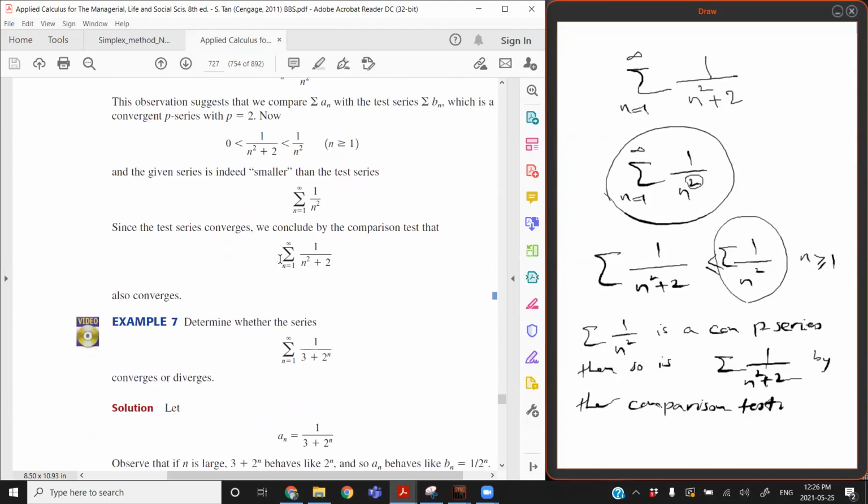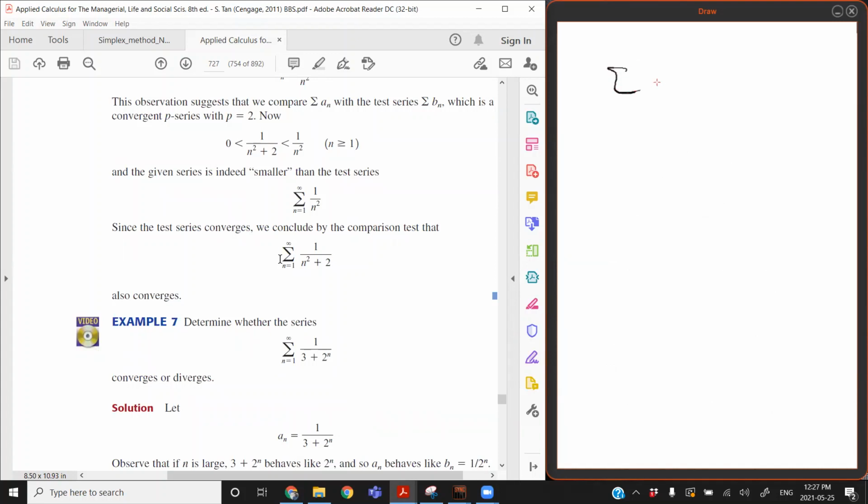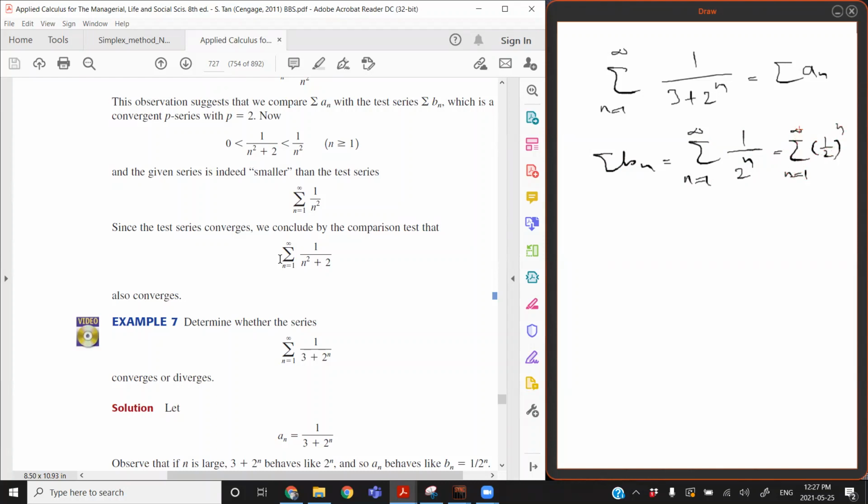Another example. Sigma 1 over 3 plus 2 to the power of n, n from 1 to infinity. Okay, so let's say this is our sigma an. Then we can define sigma bn to be sigma 1 over 2 to the power of n, n from 1 to infinity. How does this help? We know that this series here is a geometric series, and the common ratio is 1 over 2. So it's between -1 and 1. That makes it convergent. Now, let's compare an and bn.